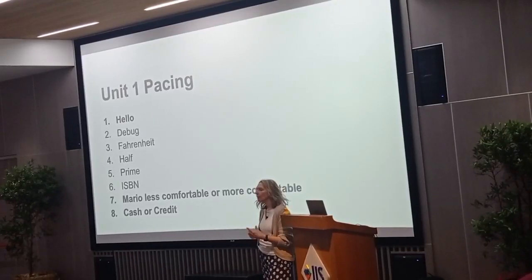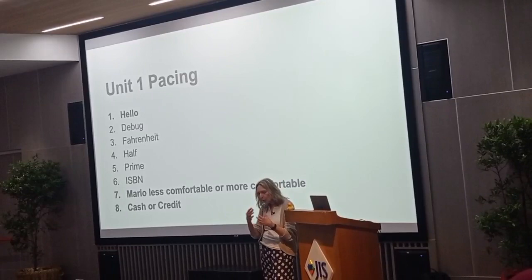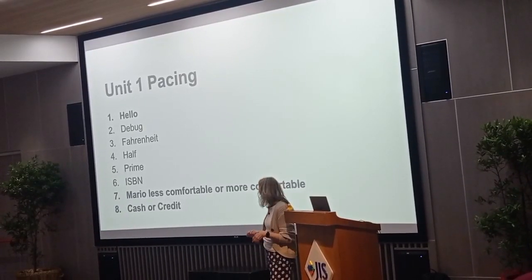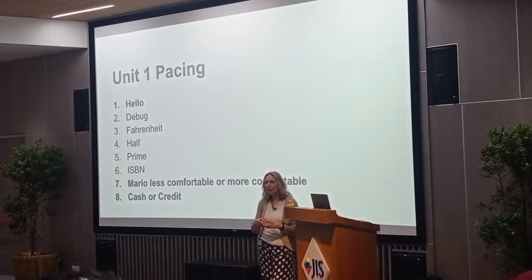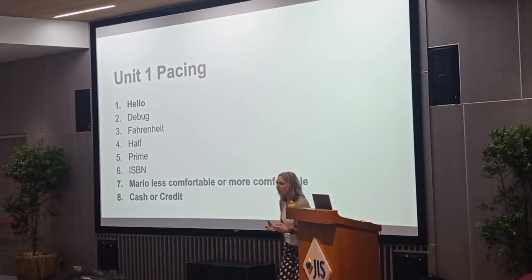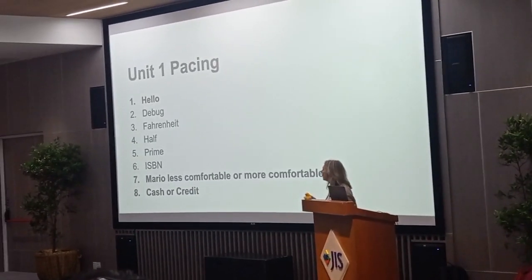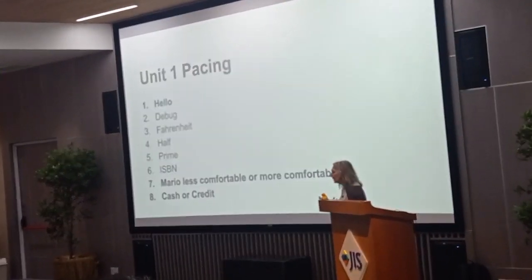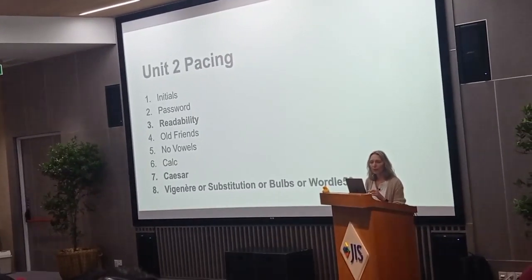Then Half and Prime are a couple of practice problems. ISBN does a lot, you can create a loop and modulo, so we get a little bit of practice. And then one of the versions of Mario and Cash or Credit, right? So that's kind of the sense of how I do it. And I haven't done it like this all the time. This is how I did it this year. I do it a little differently every year. I'm always experimenting to find the best way to make this work, right?